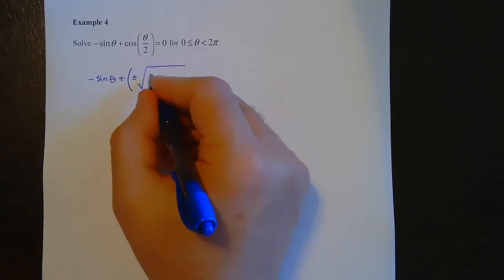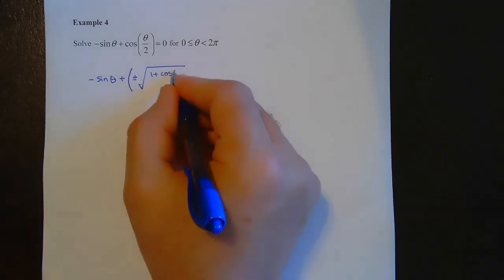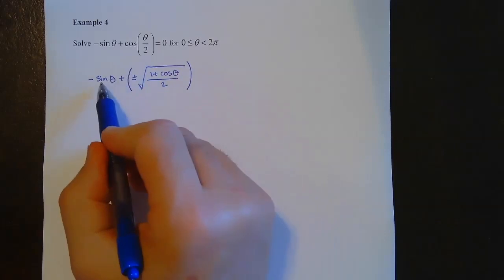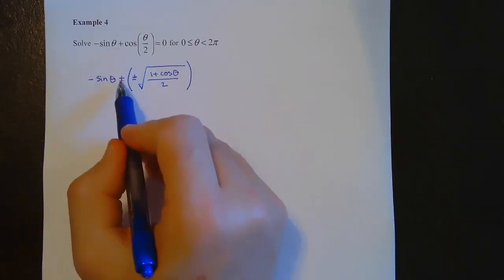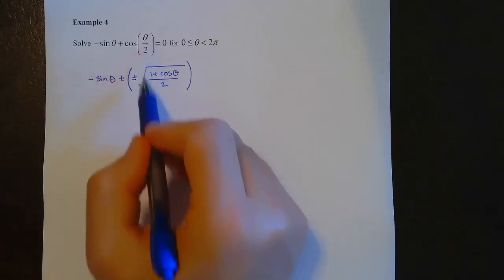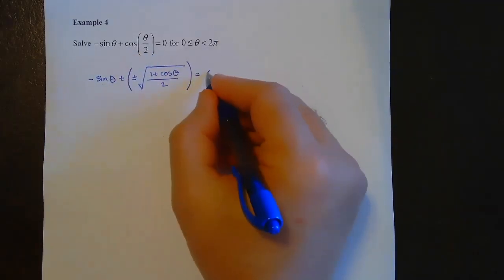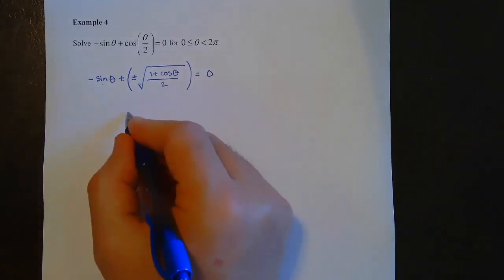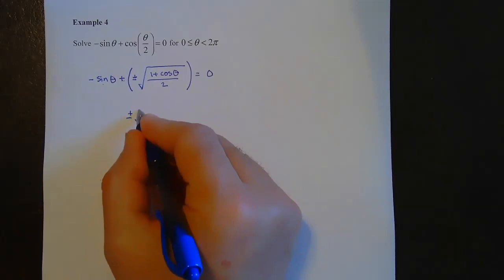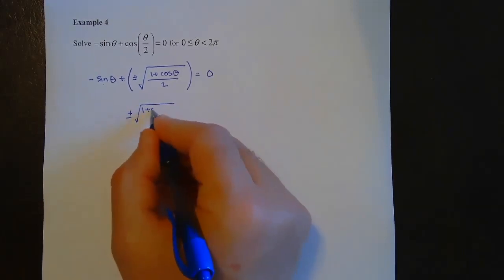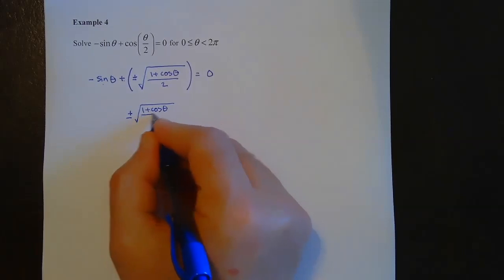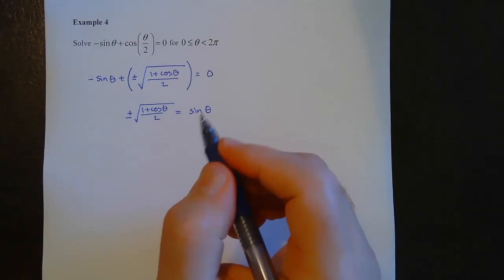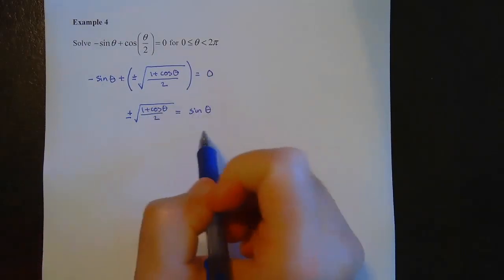So plus or minus 1 plus cosine theta over 2. And this is my negative sine theta, this is my plus from right there, and this cosine of theta over 2 becomes this, right? And it equals 0. So I'm going to move this minus sine theta over to the other side. So this becomes plus or minus the square root of 1 plus cosine theta over 2 is equal to sine of theta. And now I'm going to square both sides.